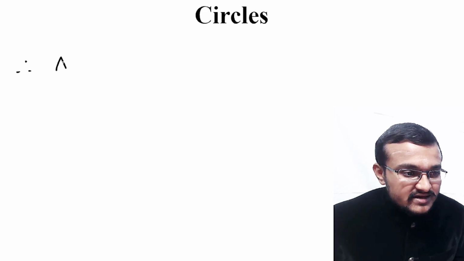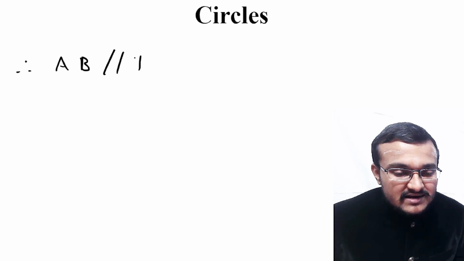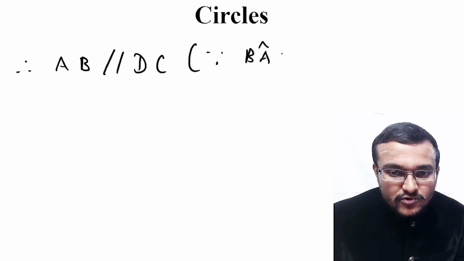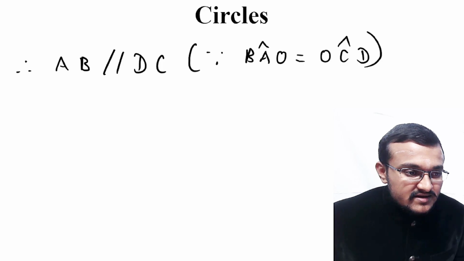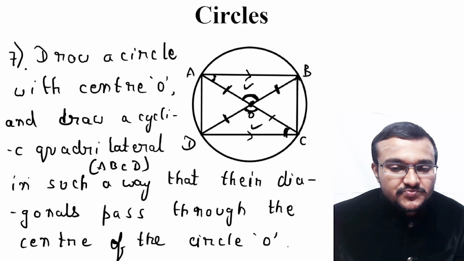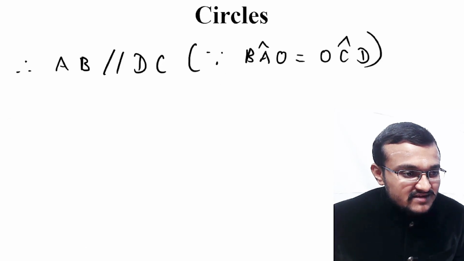Therefore AB is parallel to DC. This is because angle BAO is equal to angle OCD, that is, alternating angles are equal to each other. So AB is parallel to DC. Now similarly we have to prove AD is parallel to BC.